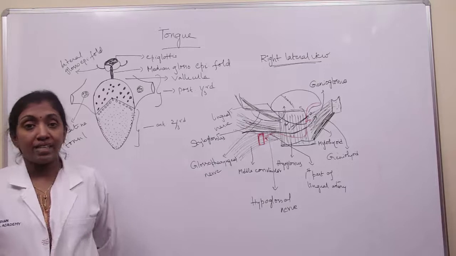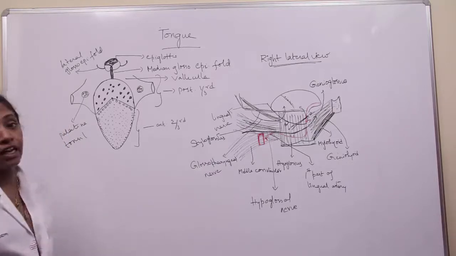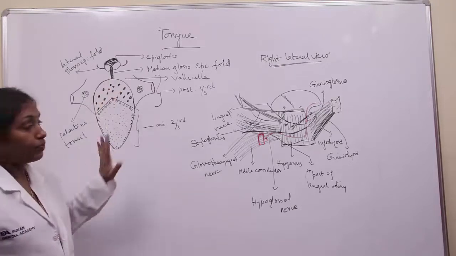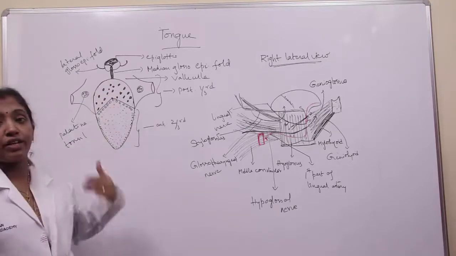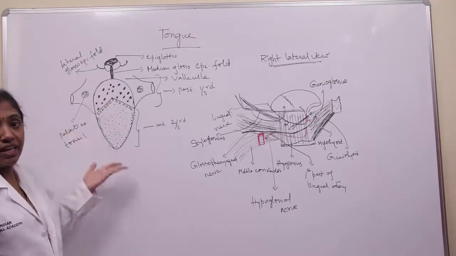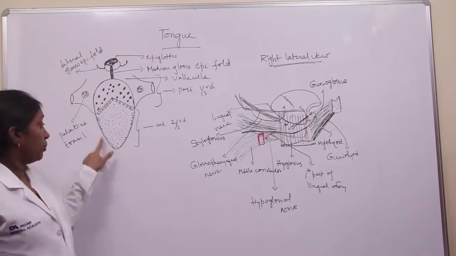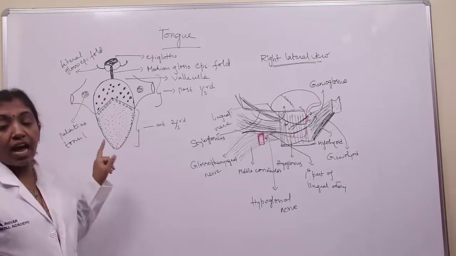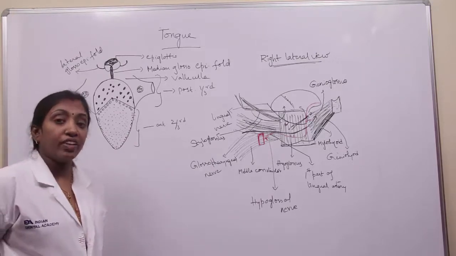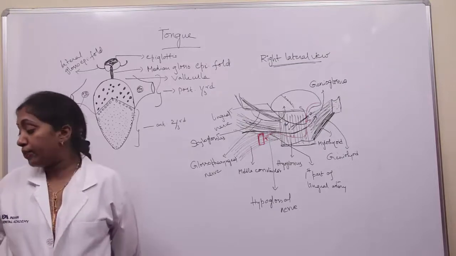And coming to the presenting parts of the tongue, the tongue presents a tip, base, dorsal surface and inferior surface. Coming to the tip of the tongue, it is directed forwards and it is in contact with the incisor teeth.